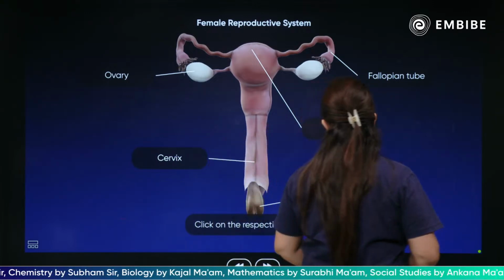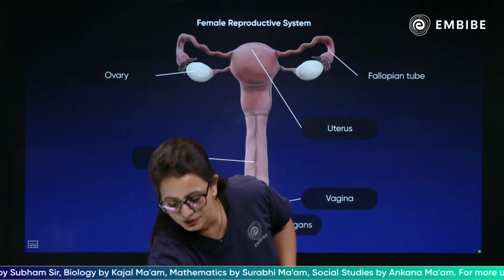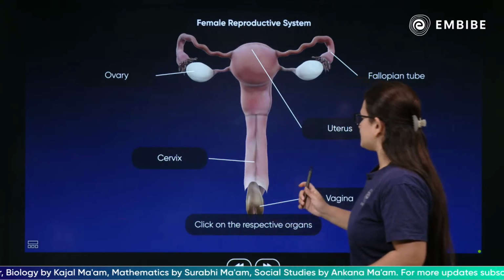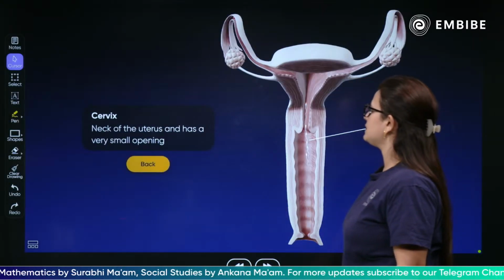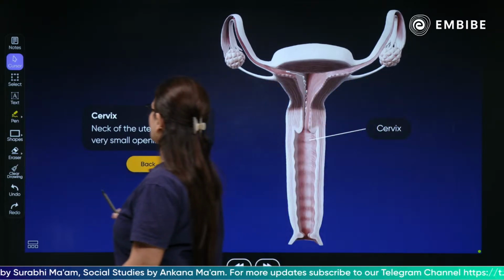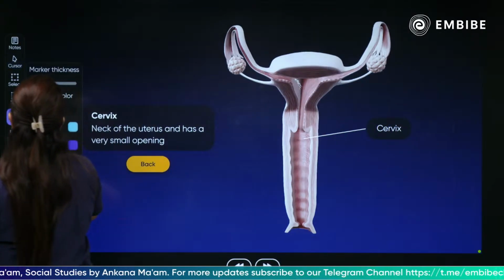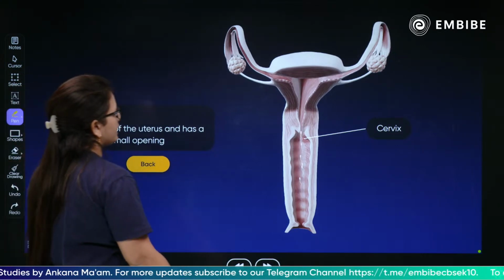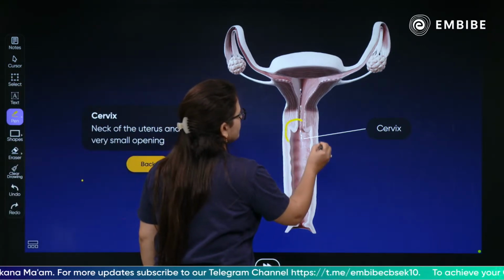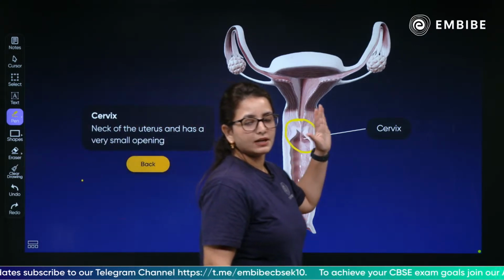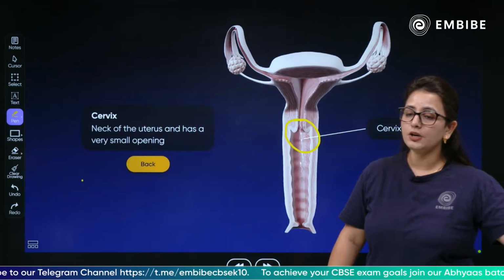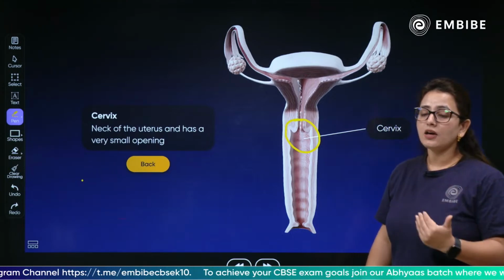Let's discuss another part of the female reproductive tract. Next we have the cervix. Let's talk about the cervix. So what is the cervix, children? As you can see, the cervix is the neck of the uterus and has a very small opening. It is a very small opening which allows the flow of the male gametes through the uterus to reach the fallopian tube. So it is of course the neck of the uterus.